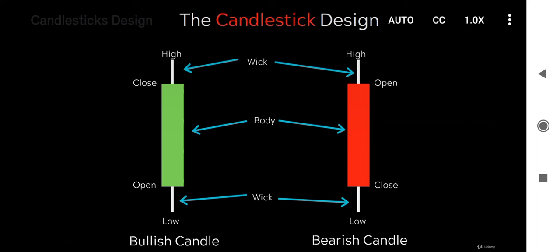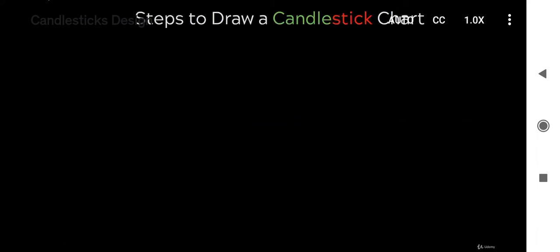Now let's see the step-by-step process to create a candlestick. Friends, a candlestick can be drawn using 4 simple steps. In step 1, mark the open and the close. Now please note here the open and the closing price. Whichever is higher, you need to mark that on the top and the other at the lower side. In this example, I am assuming the closing price is above the opening price.